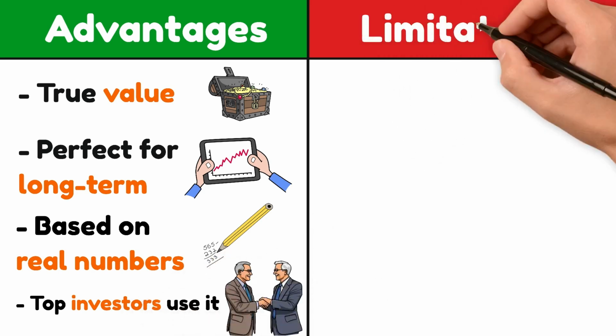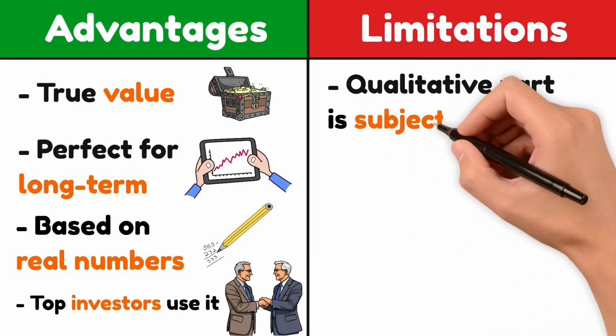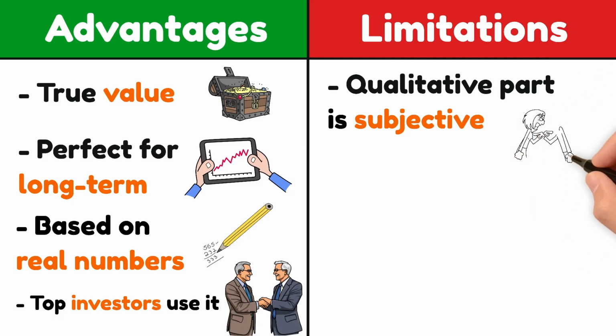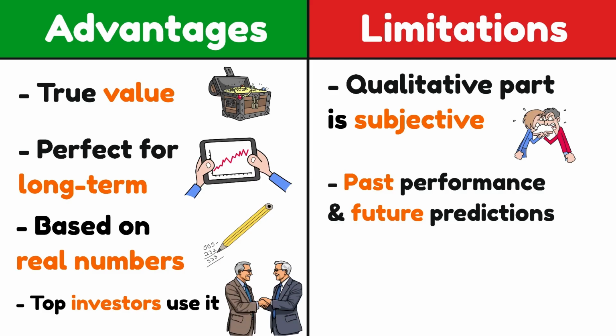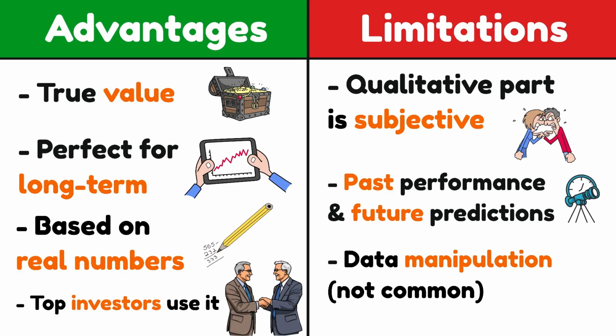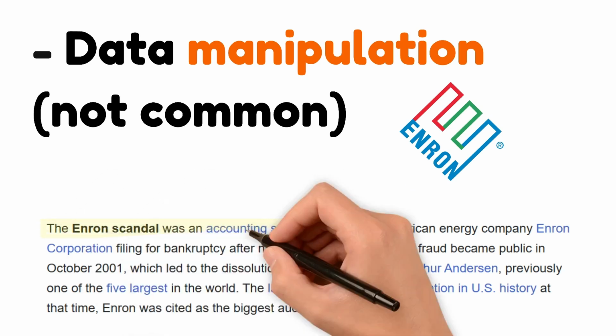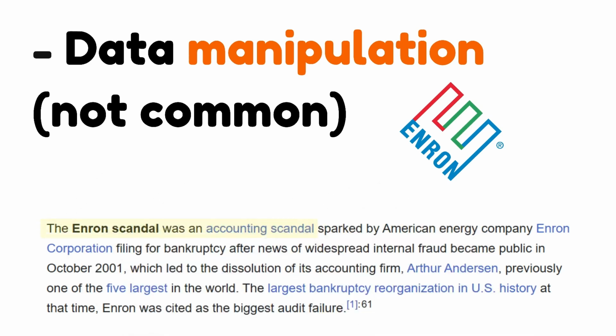Now let's talk about what fundamental analysis can't do. First, qualitative analysis is subjective. It's based on opinions that can vary from person to person. Fundamental analysis also depends on past performance and future predictions, and those predictions don't always turn out the way analysts hope. Finally, sometimes companies manipulate their numbers or hide bad news. Take Enron, for example. They looked solid until everything fell apart. So even the strongest fundamentals can sometimes lead you the wrong way.